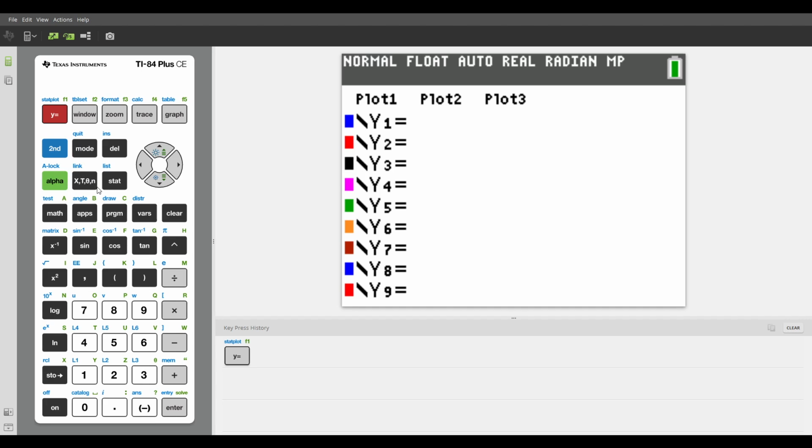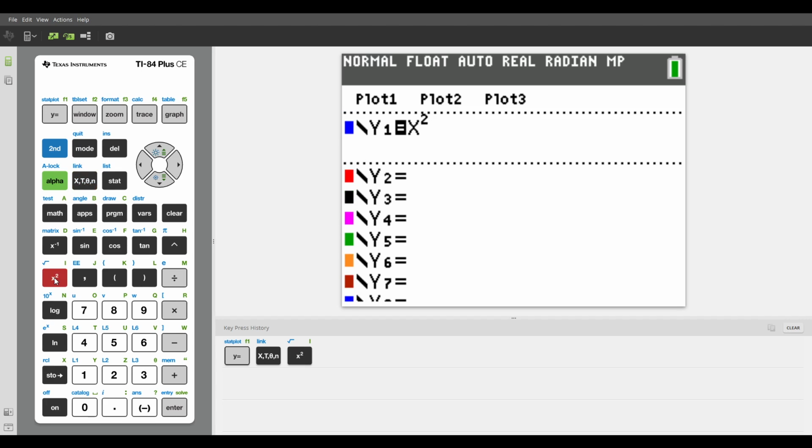If you don't know where the X is, it's right next to your green alpha button. There's a button that has X, T, theta, N. This is your variable button. So we can press that and we get our X. Next we need a squared. So if we go down to where the 7 is, and we go up 1, we see a comma, and to the left is the squared button. Pressing that makes it x squared.